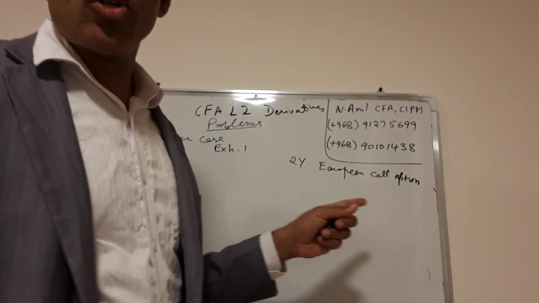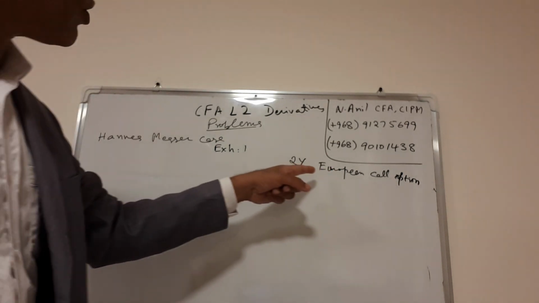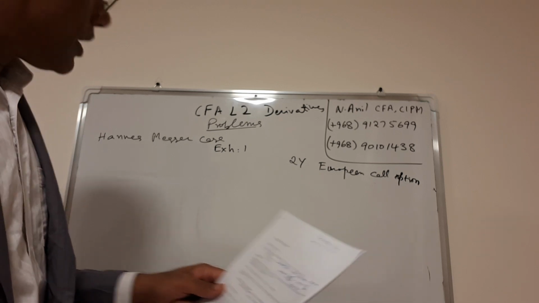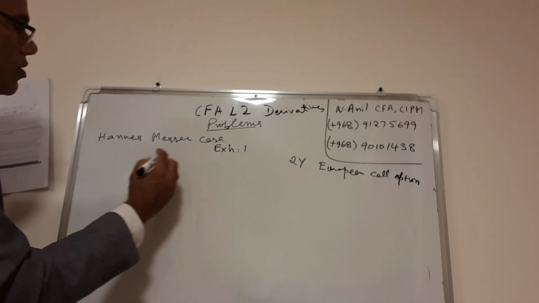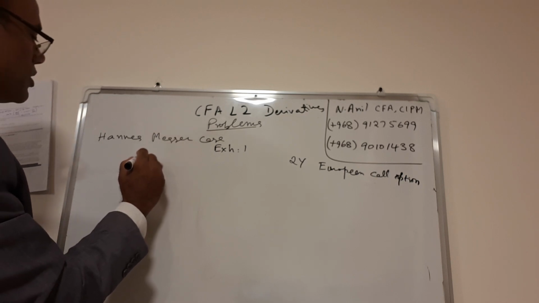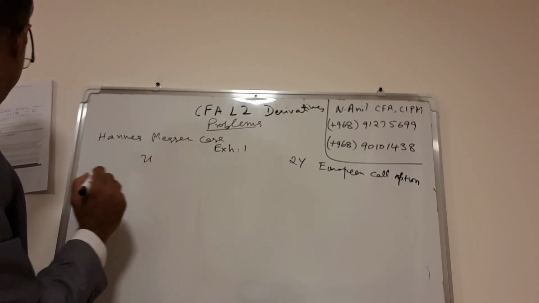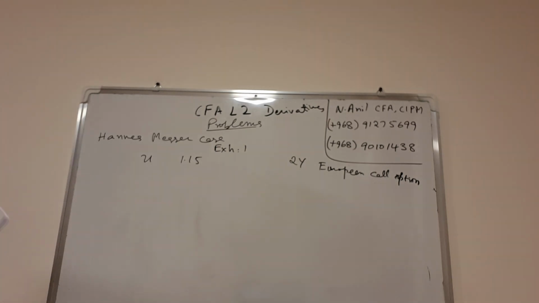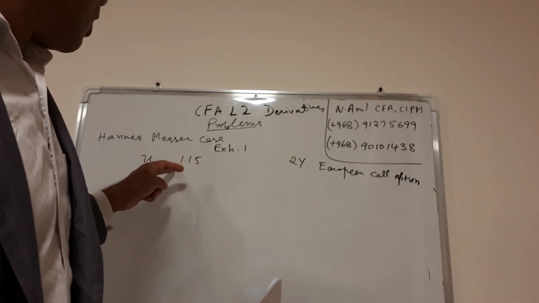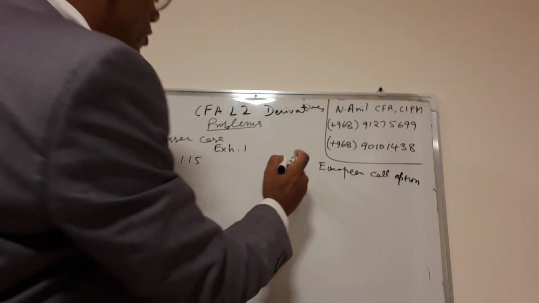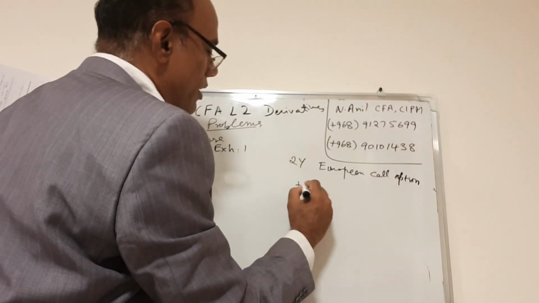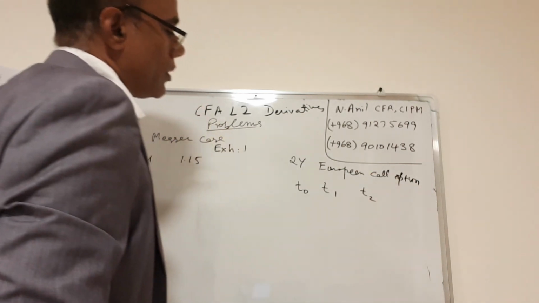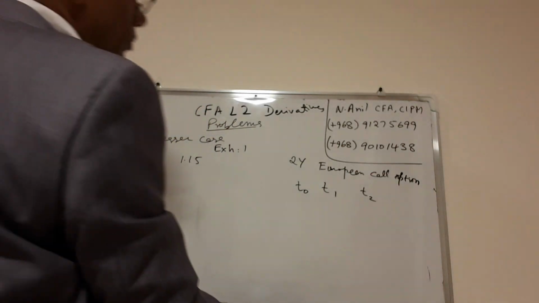At the end of 2 years you can exercise the option because it is a European call option, and they are given the parameters or the variables. U is the up factor, so 1.15. This means every period, or because it's 2 years, we have two periods, that is T0 initial, T1, T2.